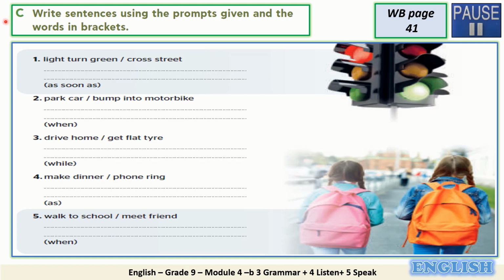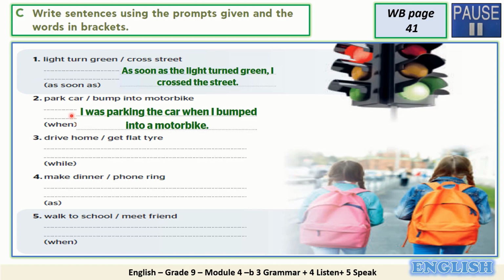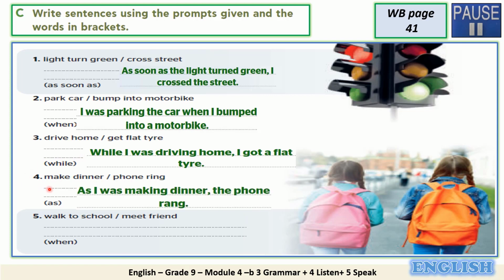C. Write sentences using the prompts given and the words in brackets. Workbook page 41. You can stop the video, answer the questions, then check your answers. Let's answer number one. As soon as the light turned green, I crossed the street. Number two. I was parking the car when I bumped into a motorbike. Number three, while I was driving home, I got a flat tire. Number four, as I was making dinner, the phone rang. Number five, I was walking to school when I met my friend.